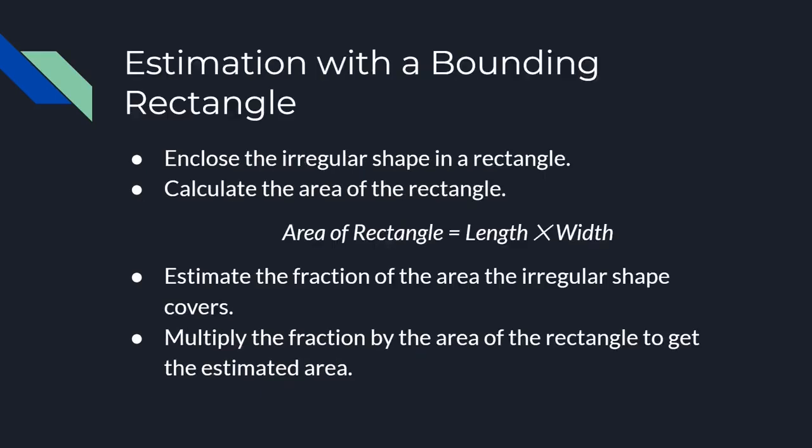The first method we'll discuss for estimating the area of an irregular shape is called the bounding rectangle method. The first thing you'll do is enclose the shape in a rectangle. Then you would calculate the area of the rectangle using the formula: area of rectangle equals length times width. Next, you will estimate the fraction of the area that the irregular shape covers. You'll then take that fraction, multiply by the area you calculated, and then you can estimate the area.